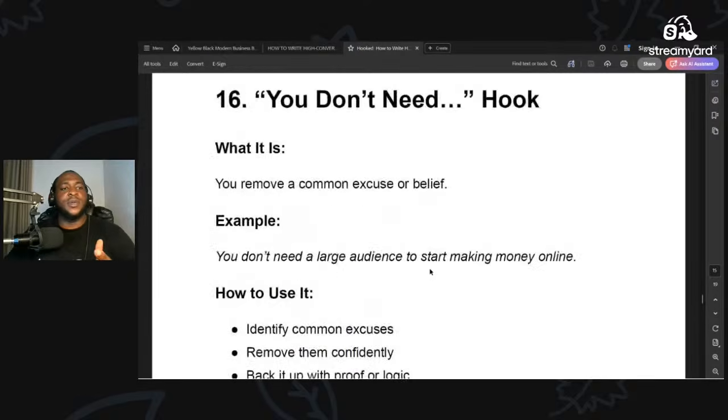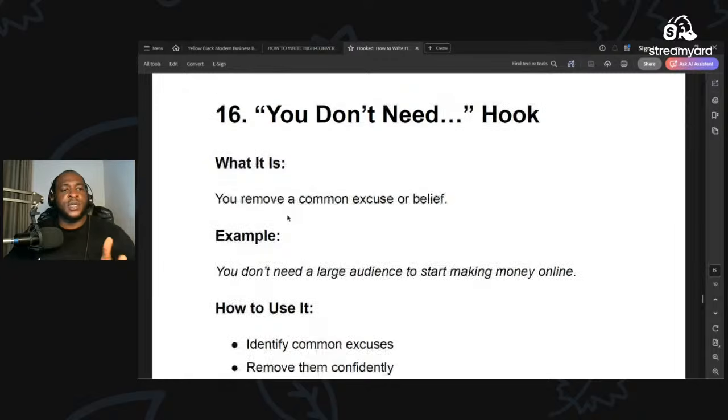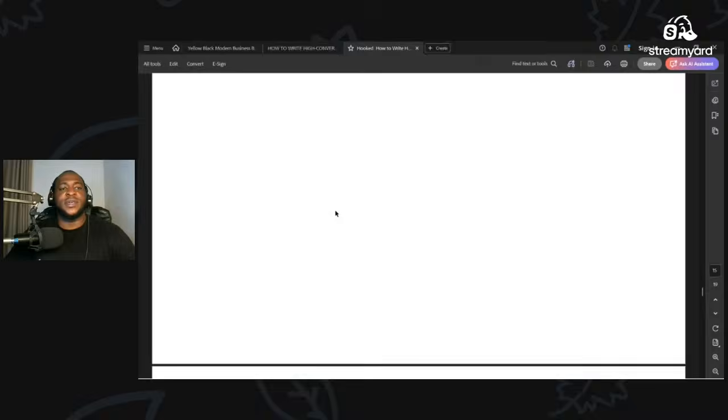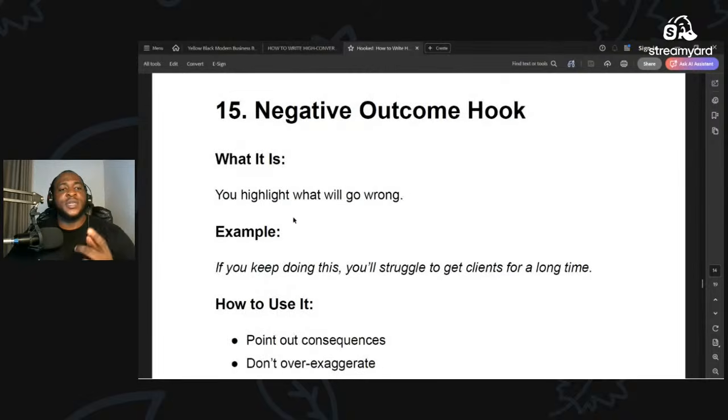Let me use this "you don't need to" hook. This one is to remove a common excuse. Like I'll say, you don't need to work with every client to start making good money online. Or I can use the negative outcome. I'll say, if you keep doing this, you'll struggle to get clients over a long time. And that is exactly why I've crafted this 6-step framework for you.